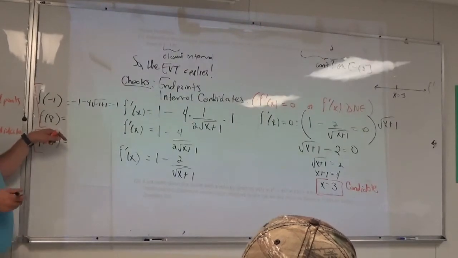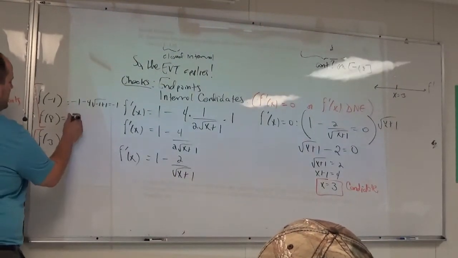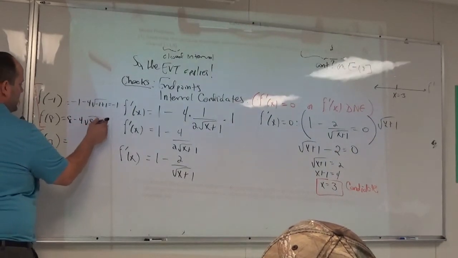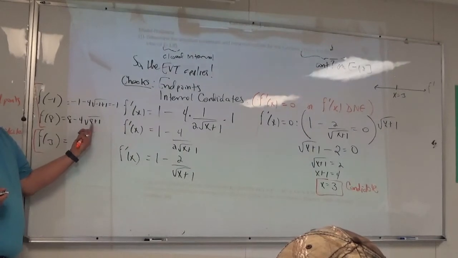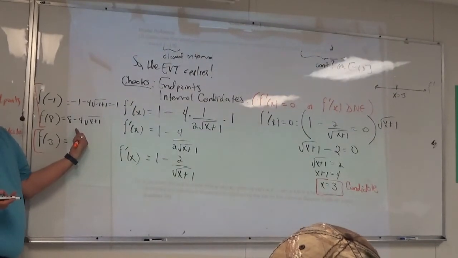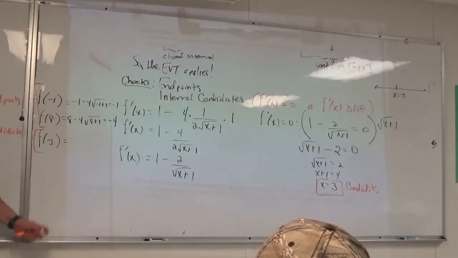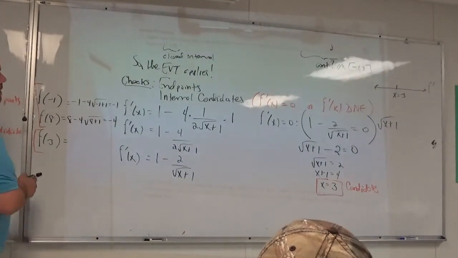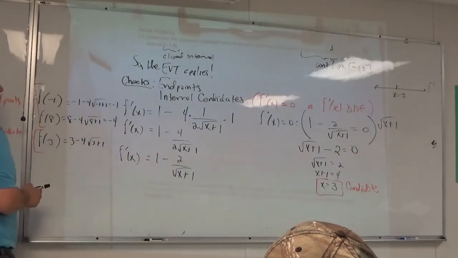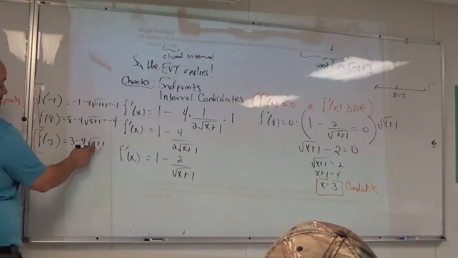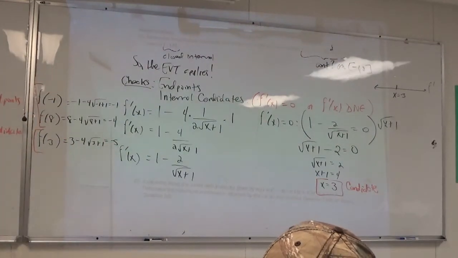Okay, what about f of 8? That's 8 minus 4 times the square root of 8 plus 1. 8 plus 1 is 9, square root of 9 is 3, times 4 is 12. This is negative 4. F of 3. 3 minus 4 times the square root of 3 plus 1. That's 4, square root of 4 is 2, that's 8. Is that negative 5? Yes.